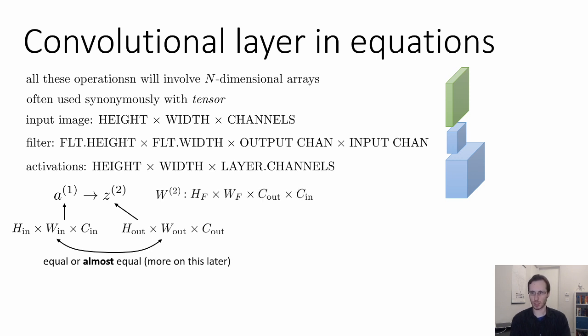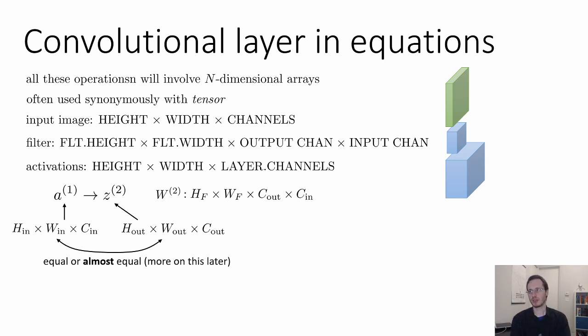Okay, so what is going to be the dimensionality of W2? Well, it's going to be HF by WF by C out by C in, okay? Because it's going to map C in to C out. If we did have a bias B2, what would be the dimensionality of that bias? Well, it would be HF by WF by C out.